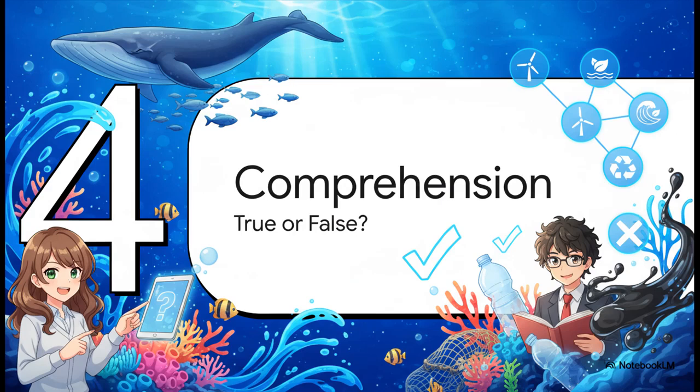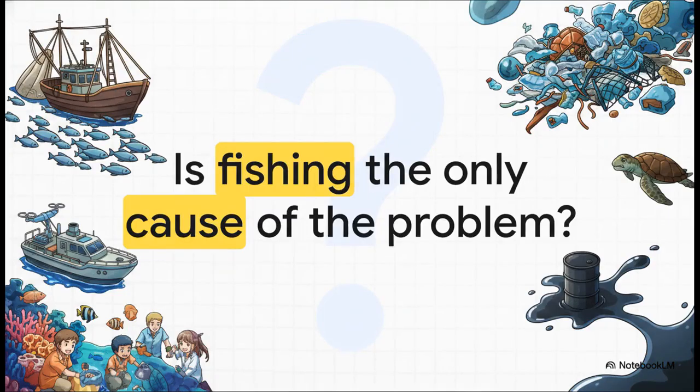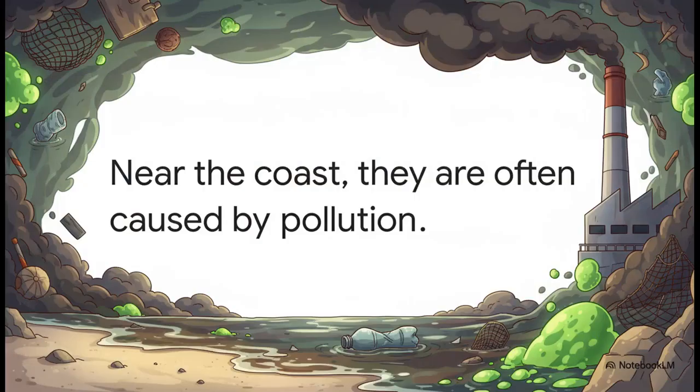Section 4. Comprehension questions. Okay, let's test what we've learned. True or false? Fishing is the only cause of the problem. Think about that for a second, based on what we read in that first paragraph. Is overfishing the only thing to blame here? That is false. If you look back at the text, it explicitly says near the coasts, they are often caused by pollution. So the big takeaway here is that the death of the oceans comes from 2 main things: overfishing out in the deep waters and pollution closer to the coasts.